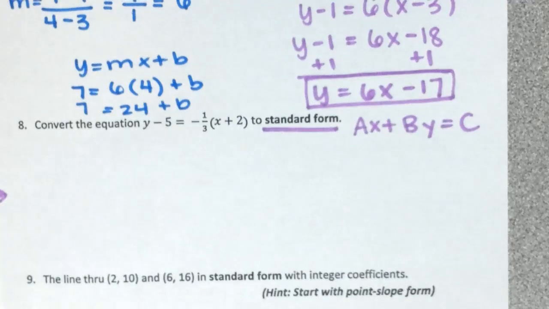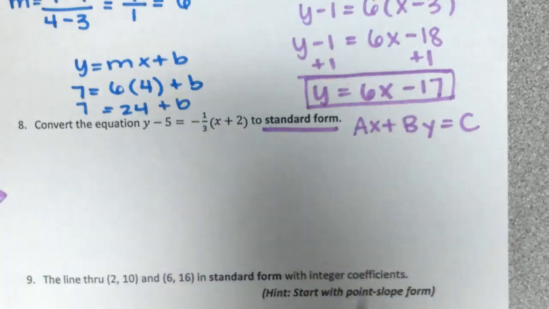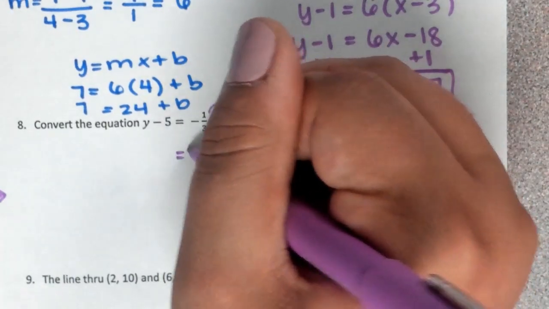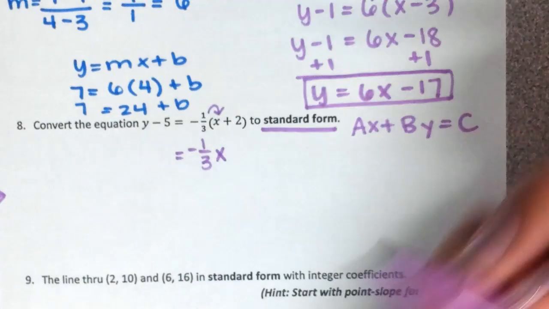So what should I do first here in this equation? Parentheses. I'm going to distribute. Are y'all okay with that? Okay. What is negative 1/3 times x? Everybody write this down with me.